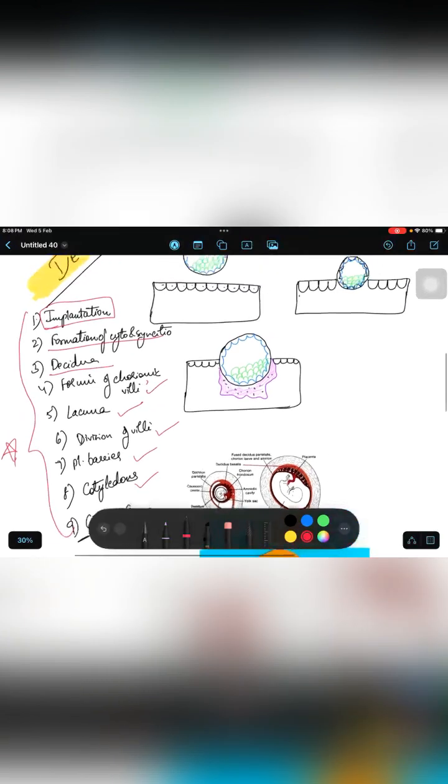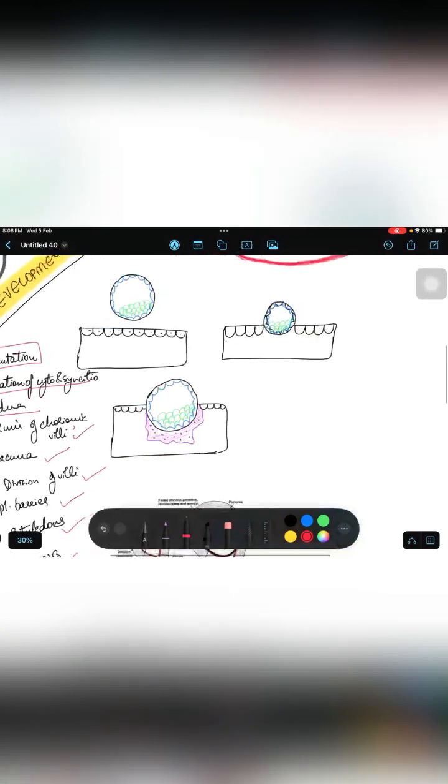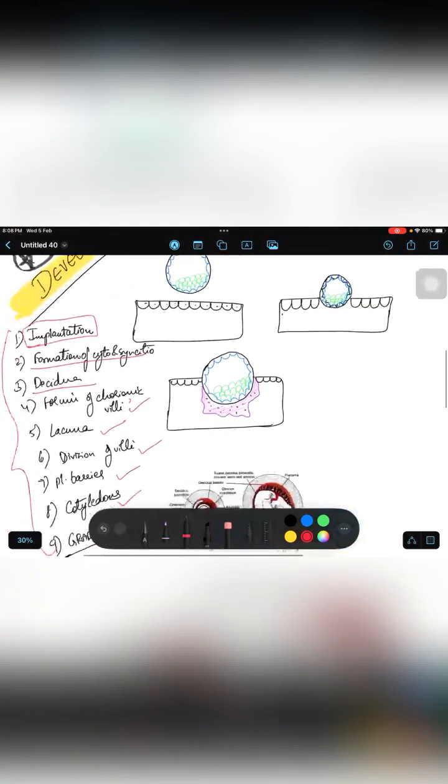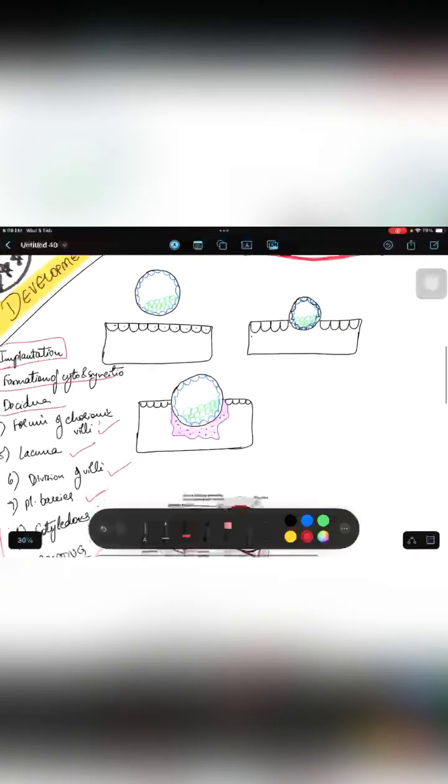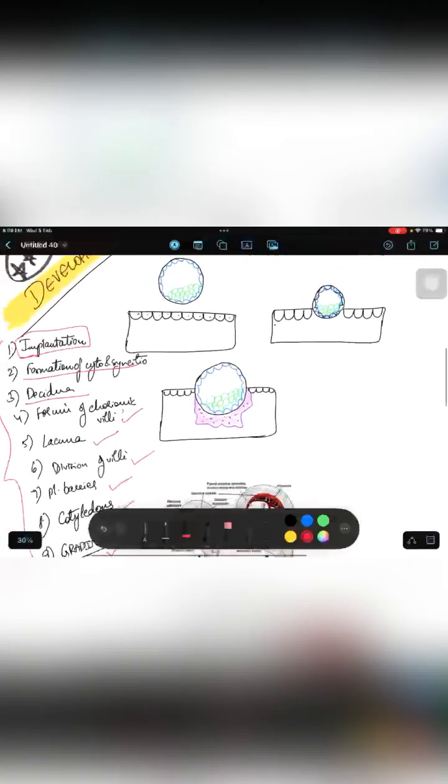In every stage you can write at least 1 or 2 simple points. That's it. No need of writing so much lengthy things. Only the examiners or you will be remembering all the 9 things, not all the nomenclature in the textbook. So first comes the implantation.